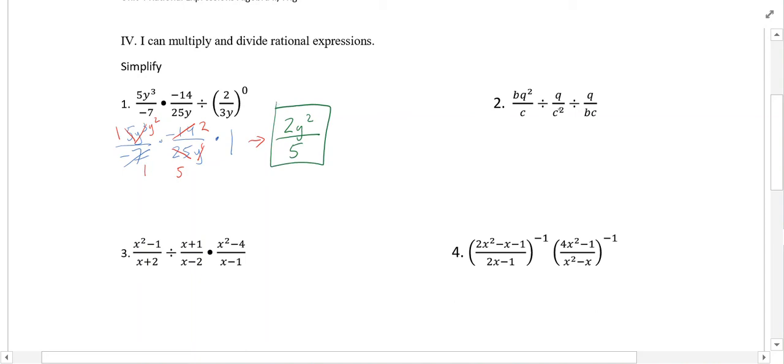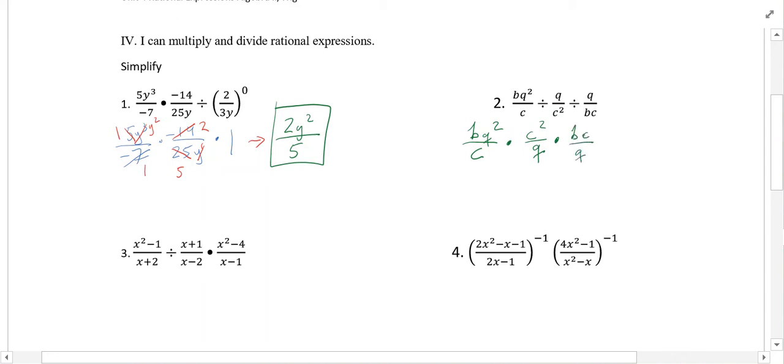Okay, with number 2, again, the same thing. You want to turn these division signs into multiplication. So we multiply by the reciprocal. So this first term here stays the same. So I have bq squared over c. Then I'm going to turn this into a multiplication sign. And I'm going to take the reciprocal. So this is c squared over q. Then here, again, I'm going to turn it into a multiplication, and I'm going to take the reciprocal. So this is bc over q.